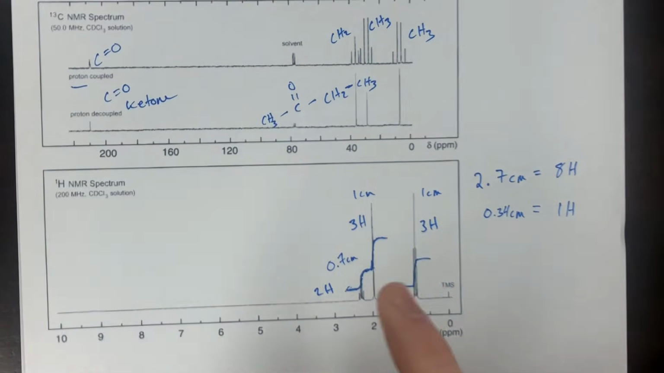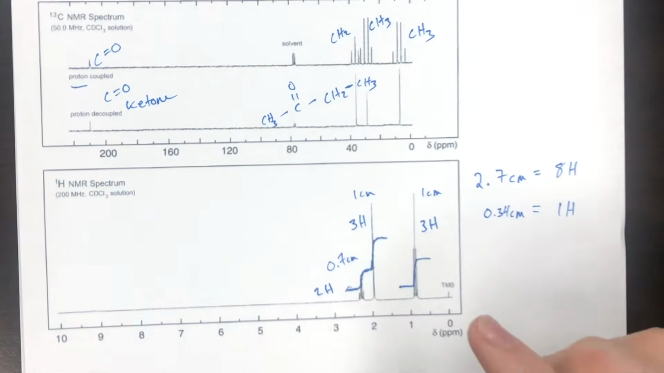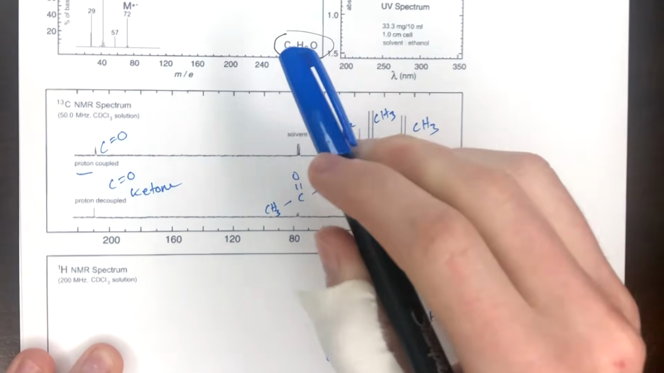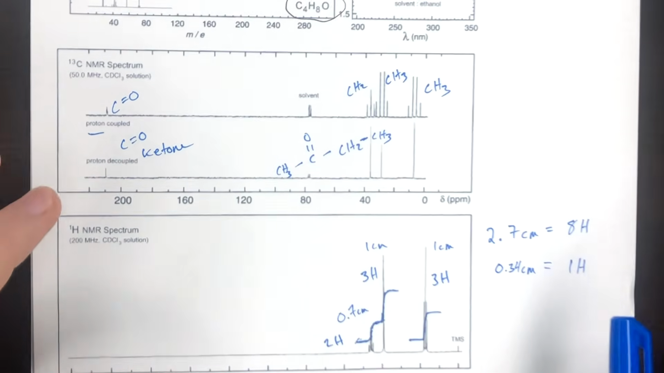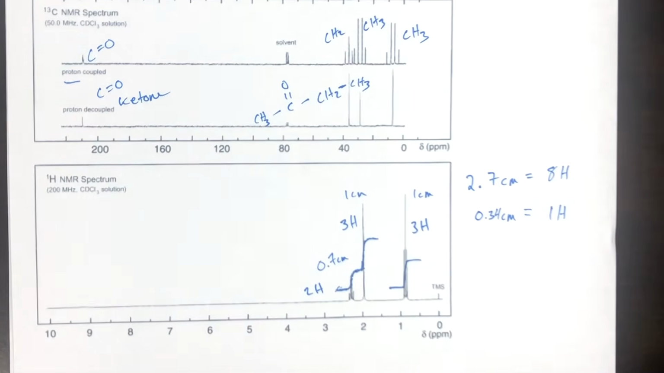So then we have a peak of 3, 3, and 2. 3 plus 3 plus 2 is 8, which is consistent with our molecular formula, so this makes sense. So now we need to determine if our proposed structure is consistent here.